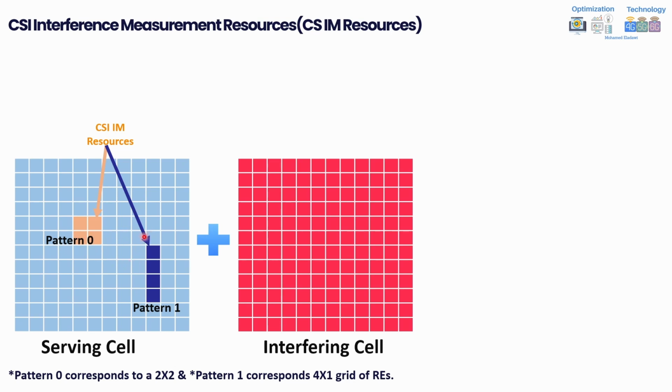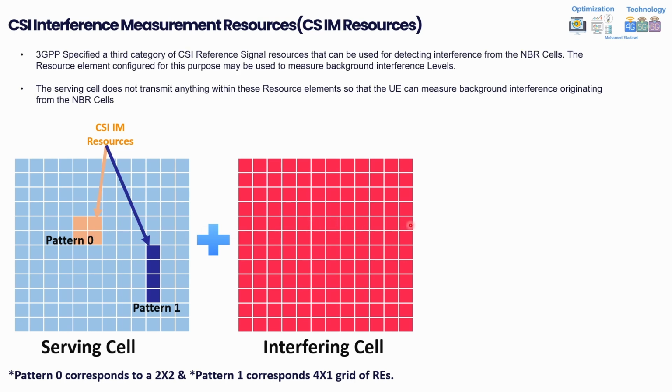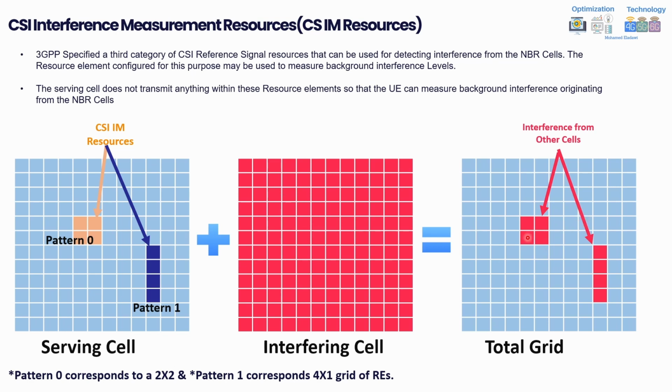So what will happen? The gNB will configure this one at this particular area. The gNB will not transmit anything in this particular example. The serving cell will not transmit anything, so the UE can measure the background interference originating from the neighbor cells. Here, there is no transmission at all. So in this case, the UE can measure the background interference happening from the interfering cells. So this will be the final figure, where the UE can now report accurate CQI as well through measuring the interference coming from the neighbor cells.